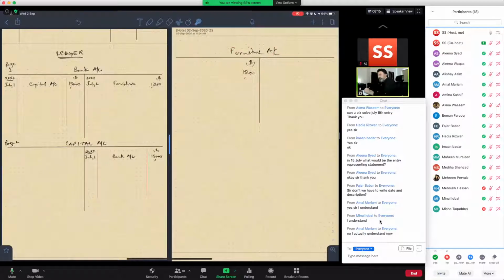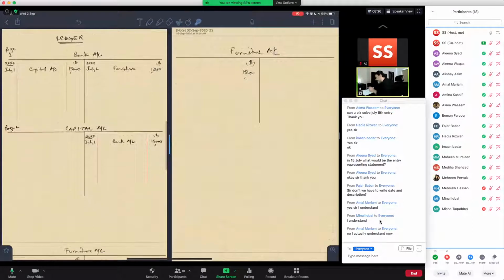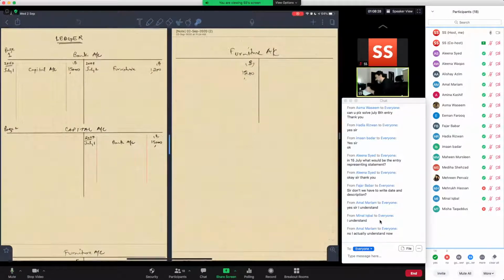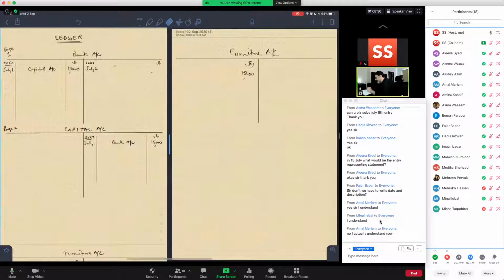So furniture account has 1,200 on the debit side, and the journal entry says that the bank account is to be credited. You have your journal with you, right? So bank account is to be credited. So we have the bank account already existing here. This is the bank account. So how do we credit the bank account? We will choose the right side and we put the amount there. When you put the amount in its appropriate side, that is when an account is said to have been debited or credited, right?